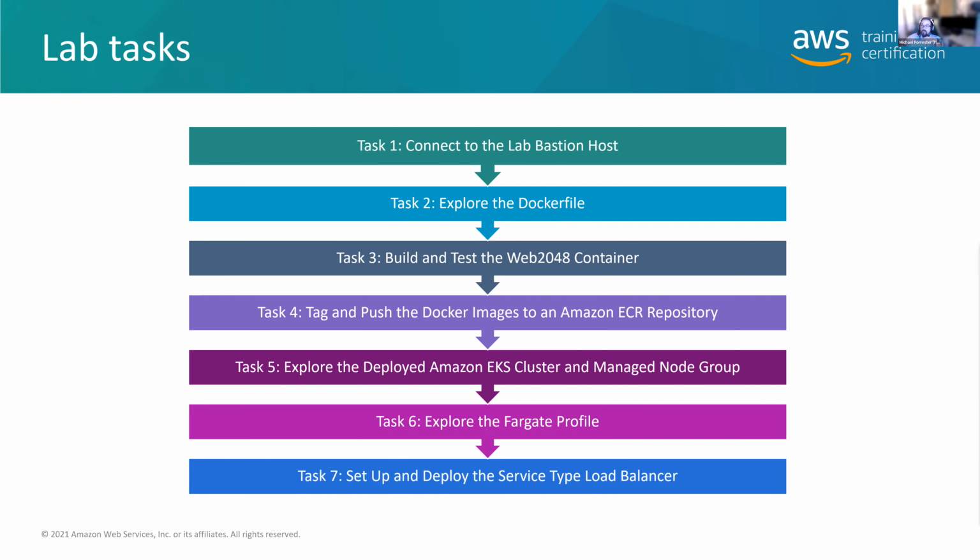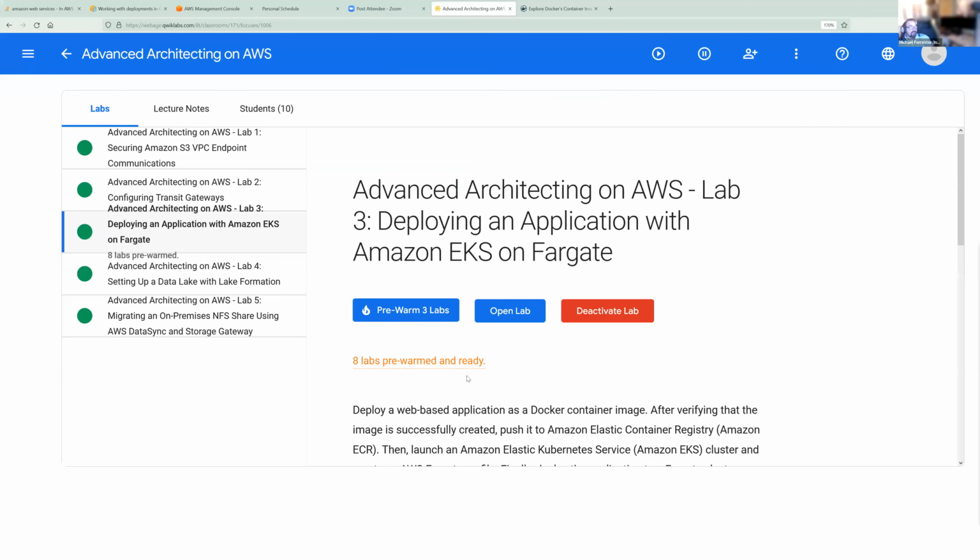Then you're going to tag and push that image to a repository, which I am so glad they did, because this has been added recently. They didn't have this in here before. This is going to allow you to see what it's like to build an image, push the image to a repository, and then you're going to look at your, not your control plane, your data plane for the cluster and for the managed node group that you deployed to host your containers. Then you're going to explore the Fargate profile, and then you're going to set up and deploy some load balancers. So this lab is actually going to be pretty fun.